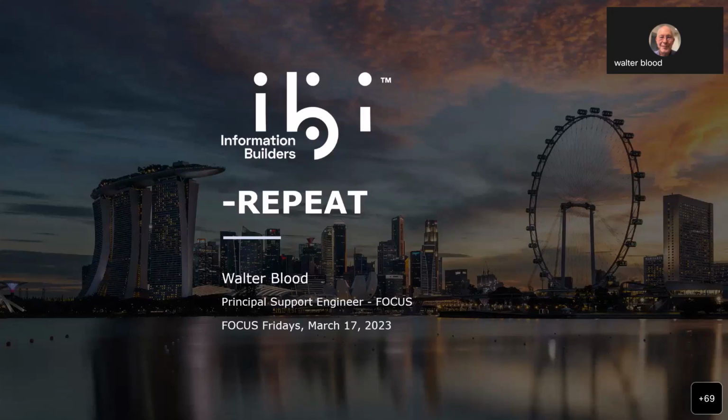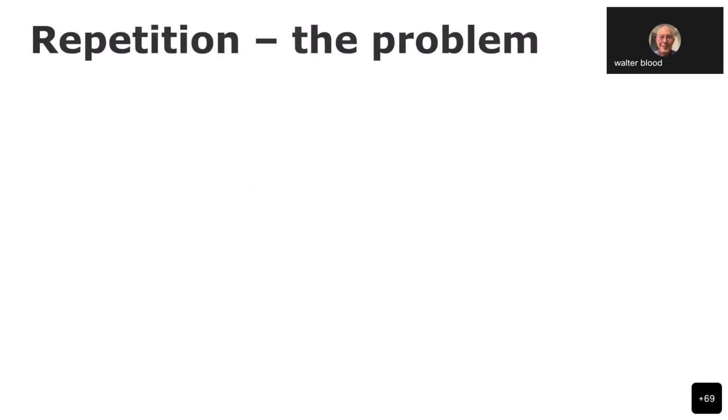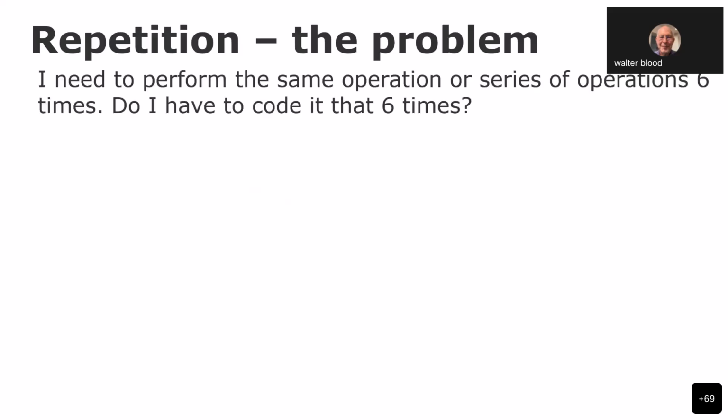Today I want to spend a little bit of time talking about some Dialog Manager stuff. We're going to extend a little bit of what Walter was talking about, one command in particular, the dash repeat. Dash repeat is designed to solve a number of problems. We can use repetition when I need to perform the same operation or series of operations 6 times. How do I do that without actually coding it 6 times? Do I have to code it 6 times?